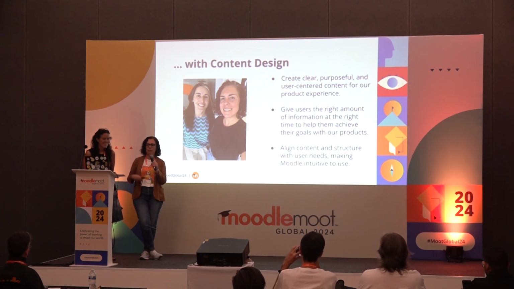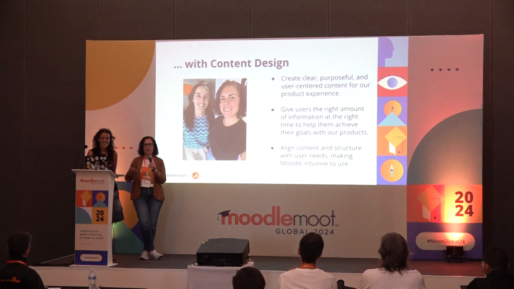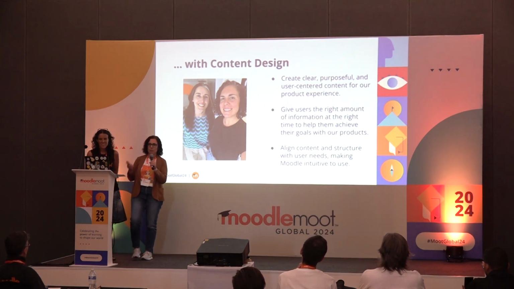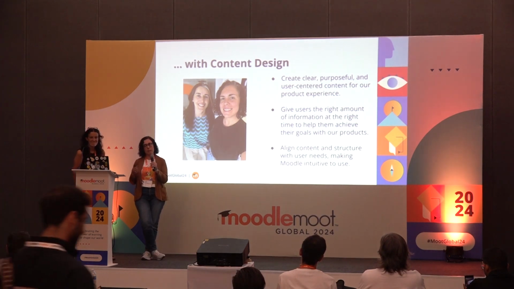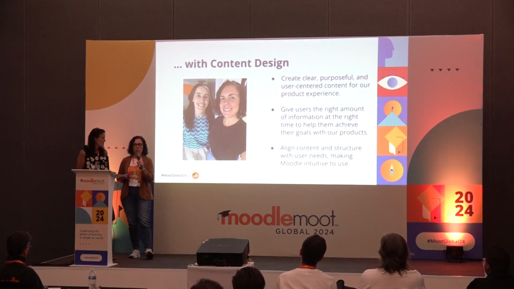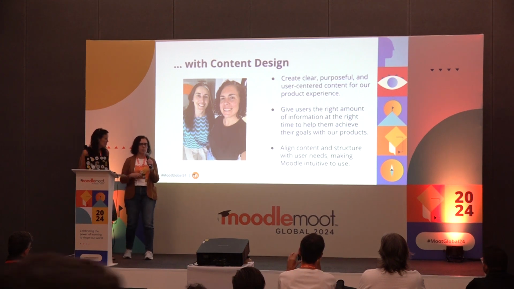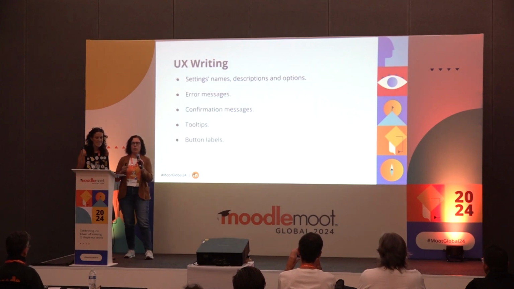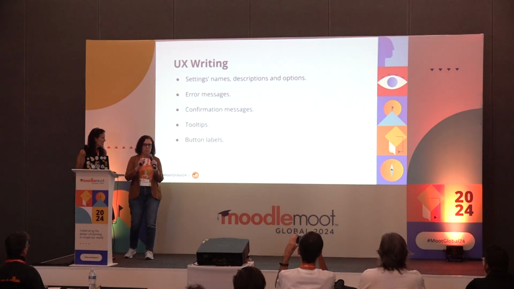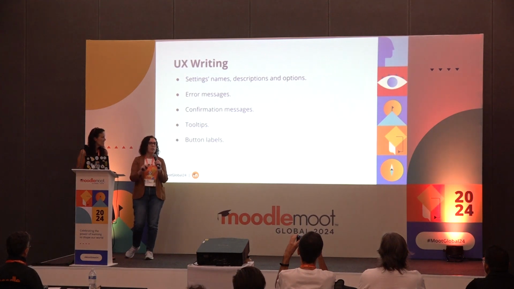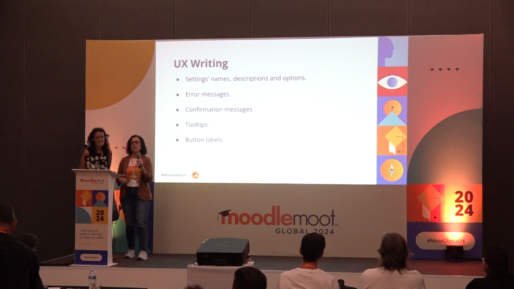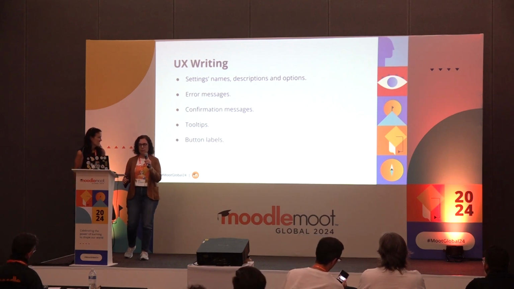Our job is to create clear, purposeful, and user-centered copy to help our users get the things that they need to do done. And we also try to make sure that the content and the structure is aligned with user needs and to make Moodle intuitive to use. So even though we mostly work with UX designers hand in hand and UX researchers throughout the whole process, there are smaller pieces of work where we only do UX writing, which is writing the strings, the text that you see on the interface of our products. So things like names for settings, error messages, tooltips, confirmation messages, and so on.